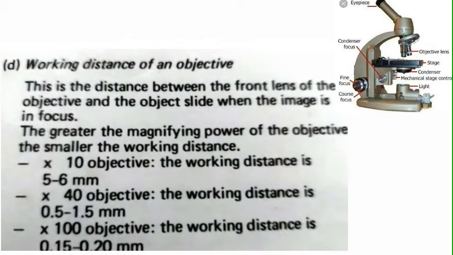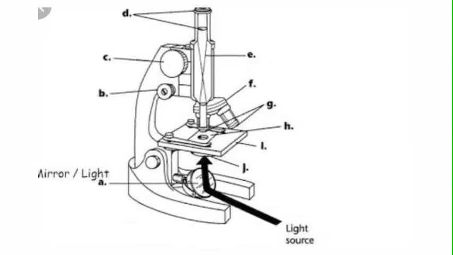D. Working distance of an objective. This is the distance between the front lens of the objective and the object slide when the image is in focus. The greater the magnifying power of the objective, the smaller the working distance. For the 10x objective, the working distance is 5 to 6 millimeters. For the 40x objective, the working distance is 0.5 to 1.5 millimeters, and for the 100x objective, the working distance is 0.15 to 0.20 millimeters.